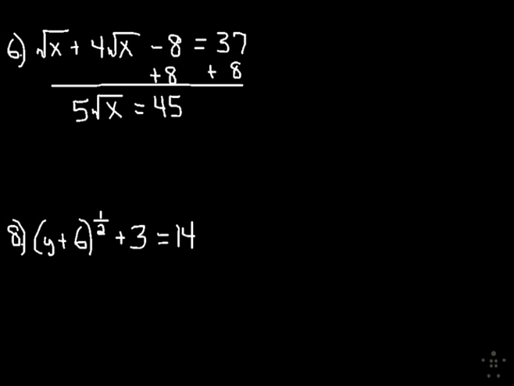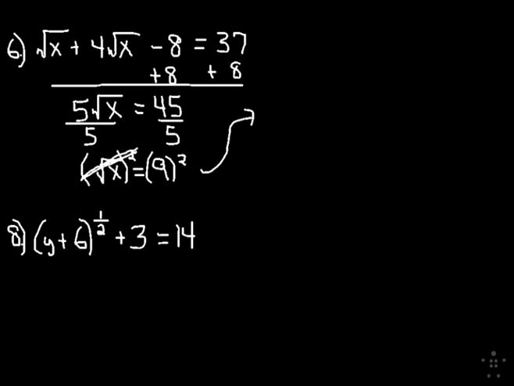All right? Now, trying to get x by itself, I'm going to have to divide by 5. And so I get the square root of x is equal to 9. And then to get rid of a square root, you simply square, so square both sides. And a square and a square root, they just cancel each other out. And so I get x is equal to 9 squared, which is 81. So your answer to number 6 is x is equal to 81.